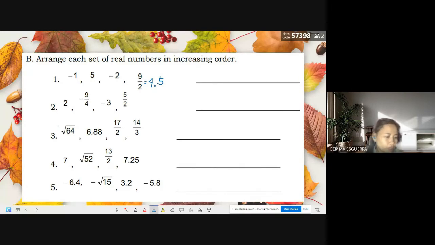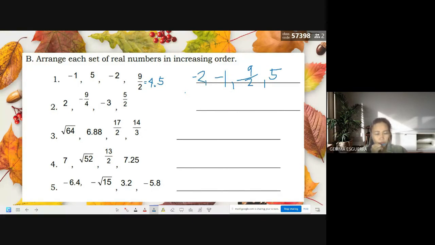O yung iba, mag-participate, magtatawag ba ako uli? Kasi hindi nagpa-participate yung iba. Remember, ulitin ko, mas malaki po ang number sa negative, mas maliit po ang kanyang value. So it means, again, that is negative 2, negative 1, 9 over 2, and then 5. Next, number 2. What is the answer? Si Lardon at si Vince lang nakita ko nagpa-participate sa chat. Yung iba, nasaan po? Imran, number 2.